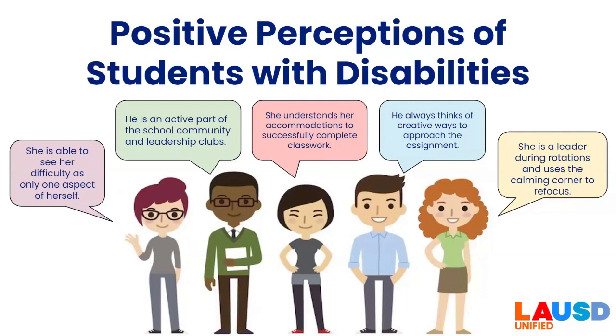Positivity is so important. Please take a moment to read some positive perceptions that teachers may have of their students. Think of the word disabilities as 2 words, different abilities. Using different abilities instead of the word disabilities when referring to our students sends the message that all students have abilities and talents.